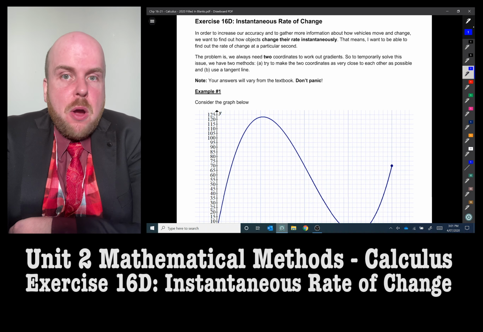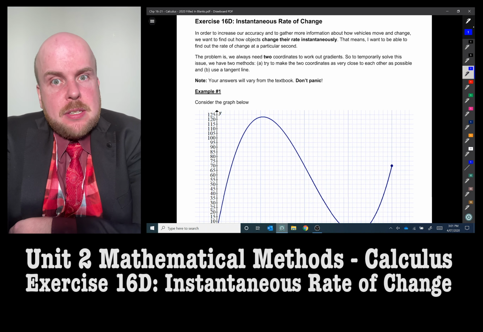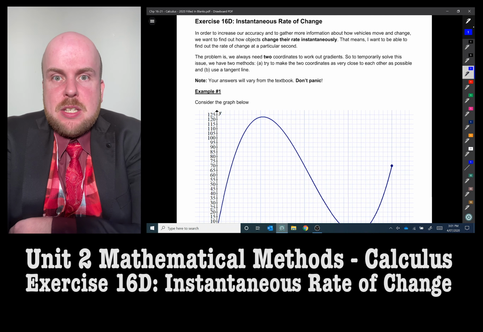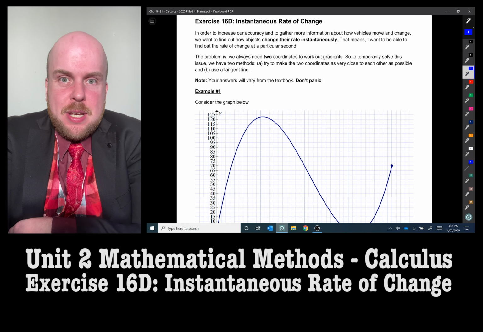If it were me, the only thing I'd worry about if I'm checking my answers with the book is if I'm vastly out by several, like 10, 20 or 30. As long as I'm in the right direction, as long as it's positive or negative, it's fine.